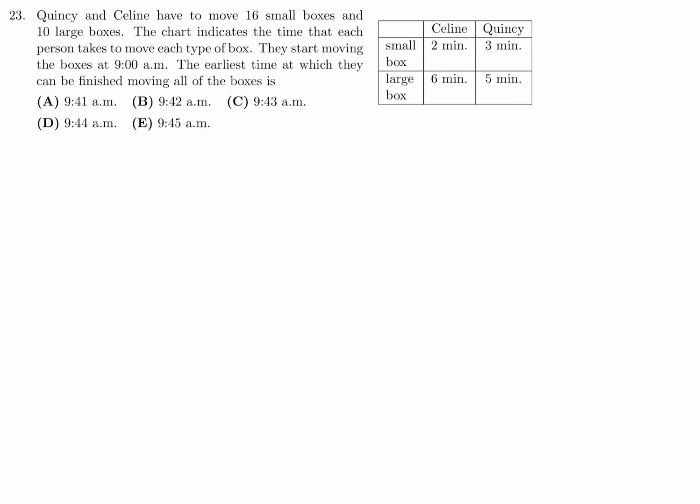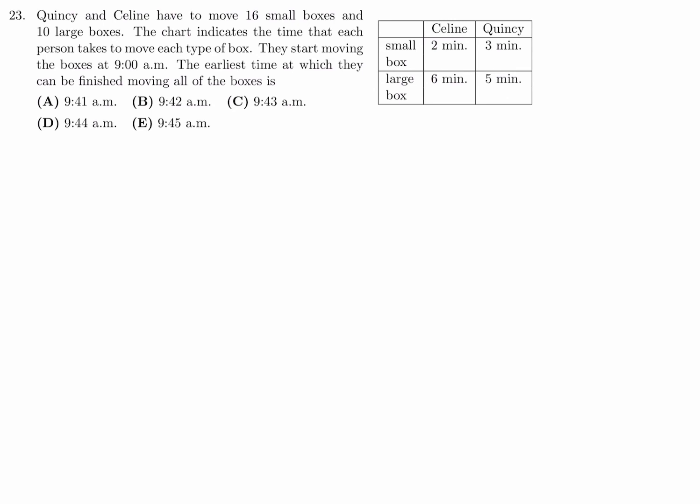Quincy and Celine have to move 16 small boxes and 10 large boxes. The chart indicates the time that each person takes to move each type of box. They start moving the boxes at 9 a.m. The earliest time at which they can be finished moving all of the boxes is.